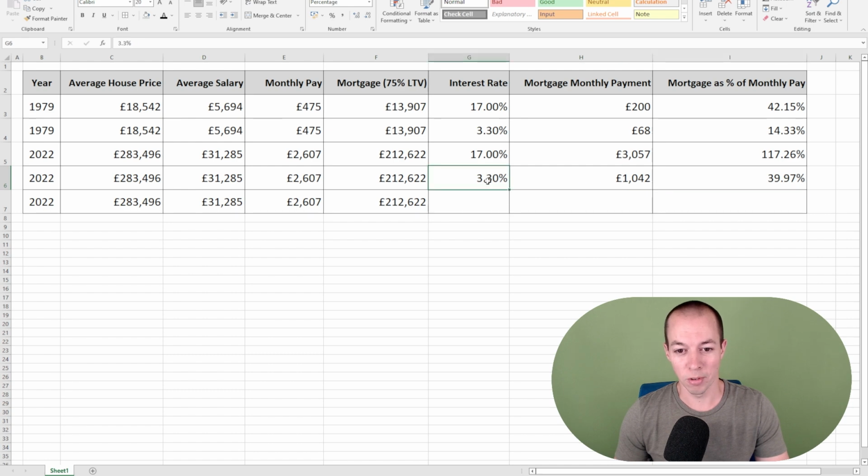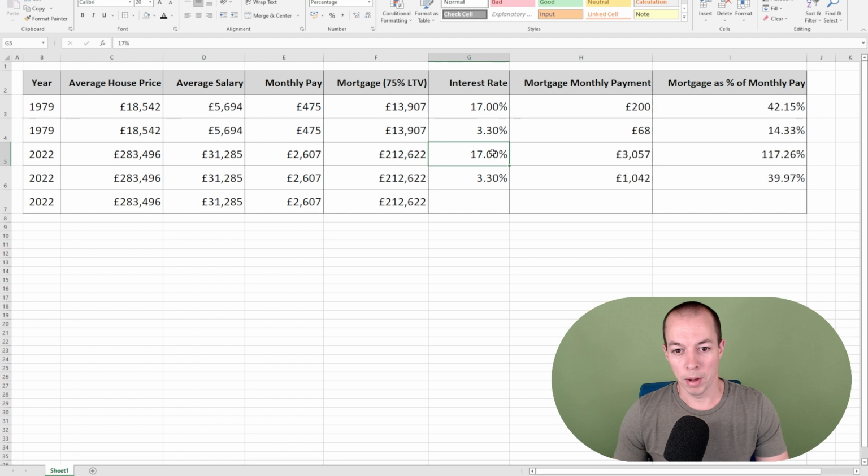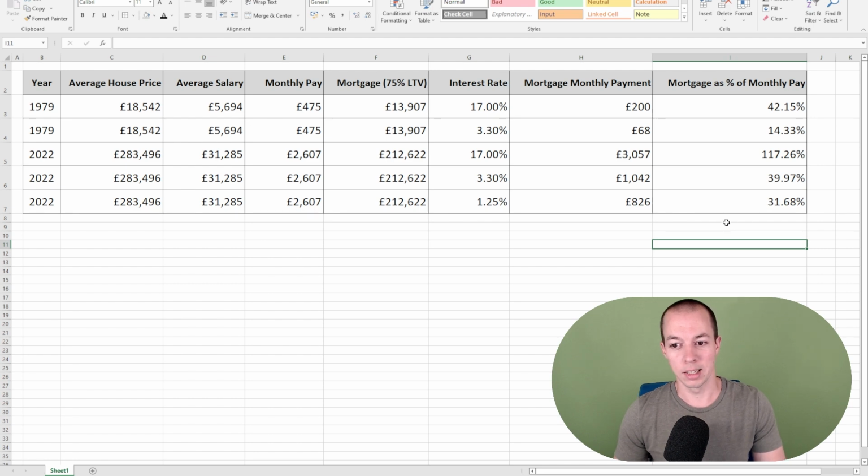So at the moment, you could argue the current rates are comparable to what people were paying at the peak at 17% back in 1979, based on the figures that I've used, of course. And I'm sure there are some people saying, well, interest rates at the moment, these were based on the Bank of England base rate, so we should really base it on the Bank of England base rate at the moment, which is 1.25%. If we did that, the monthly mortgage payment would be £826, and as a percentage of your monthly pay, it would be 31.68%. So that is how things compare now in 2022, real world house prices and salaries versus the real world house prices and salaries of 1979.